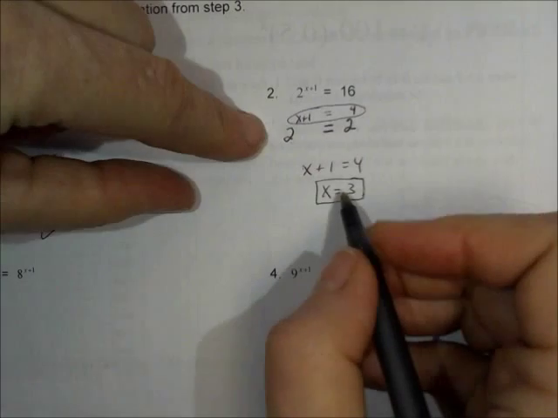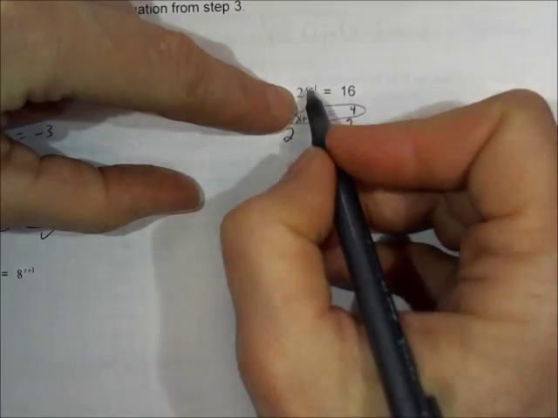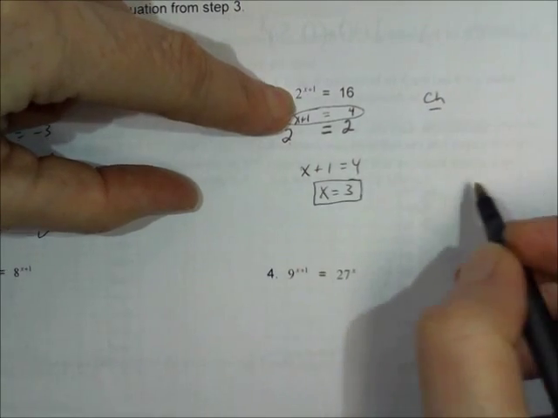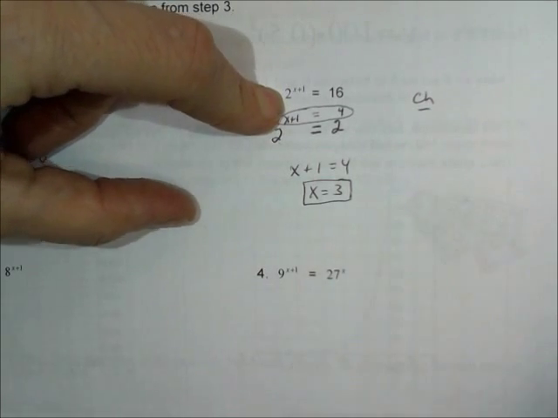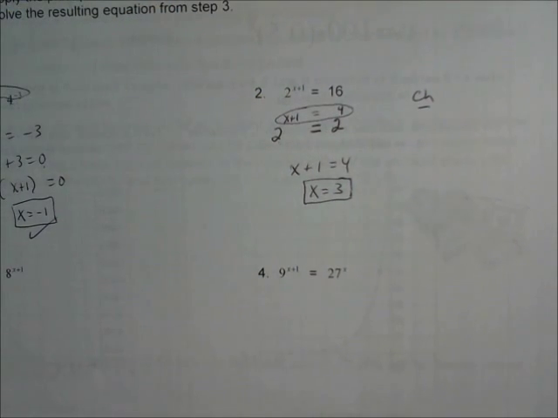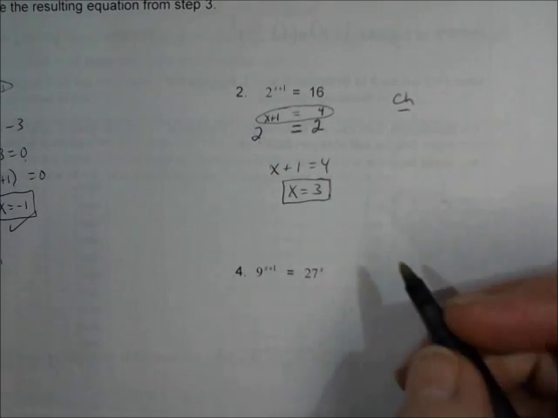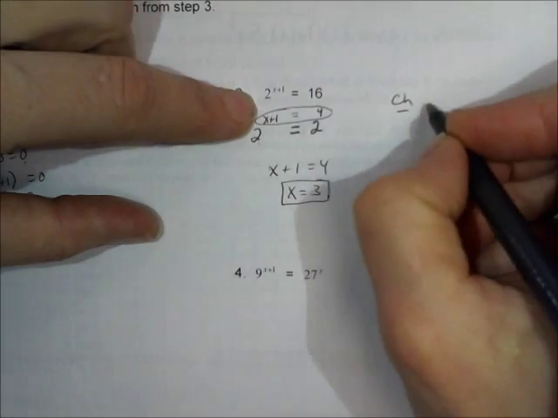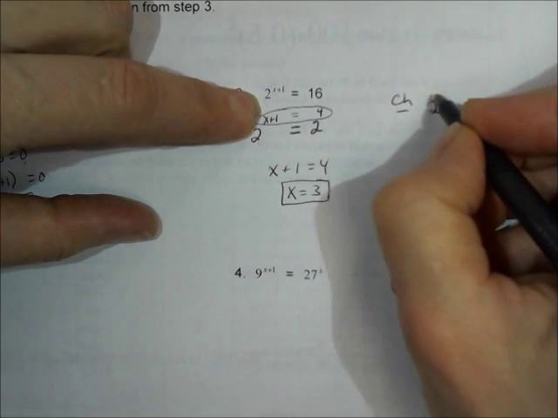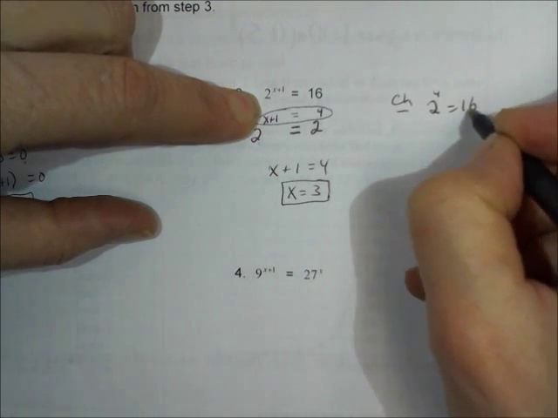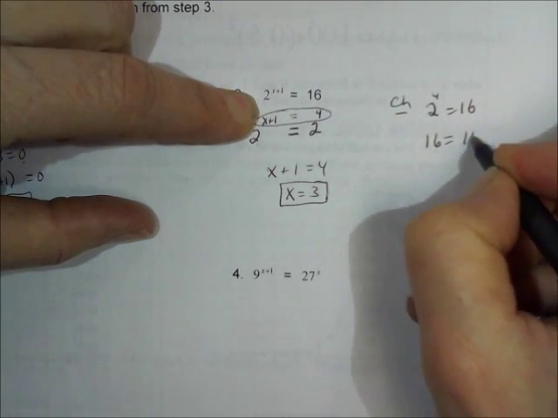So now I'm going to check my answer. I'll just put a little check over to the side. So I'm going to check x equals 3. Does 2 to the 3 plus 1, which is 2 to the 4th, equal 16? Well, yes, 2 to the 4th is 16, 16 equals 16, so that checks out.